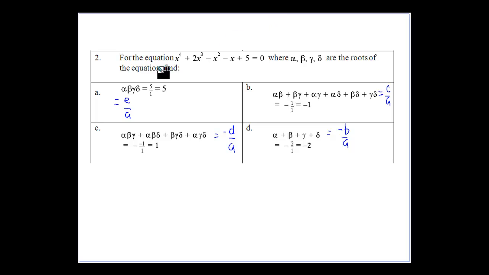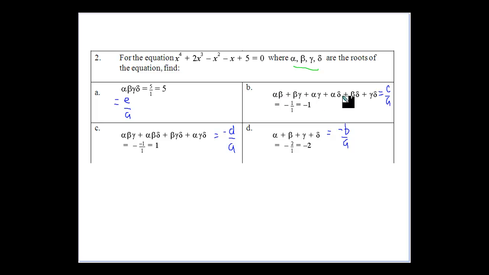In this example, we've got a quartic equation and we're told we've got roots alpha, beta, gamma and delta. So again, what we need to do is be able to find the product of the roots, or the sum of the roots 4 at a time. Remember, that's E on A, so it's going to be the 5 over 1, which is 5, which is nice because it's monic, so it makes life a little bit easier.